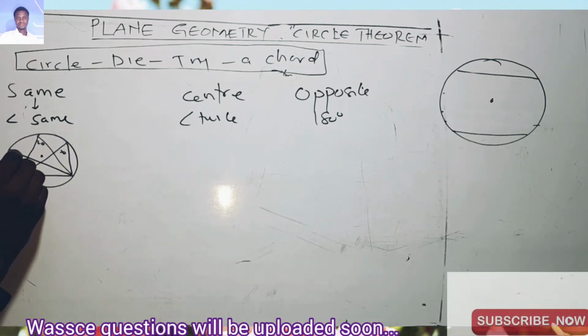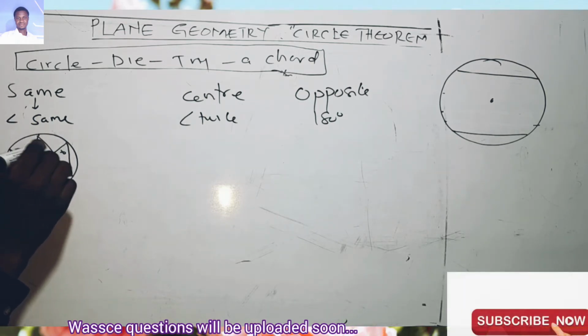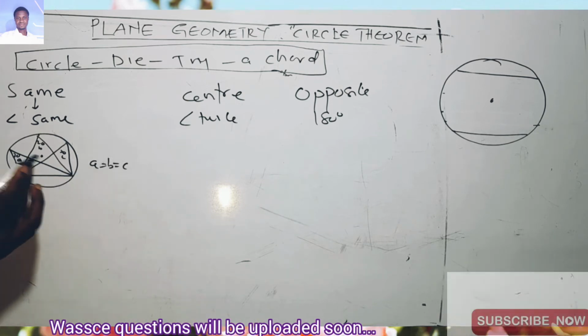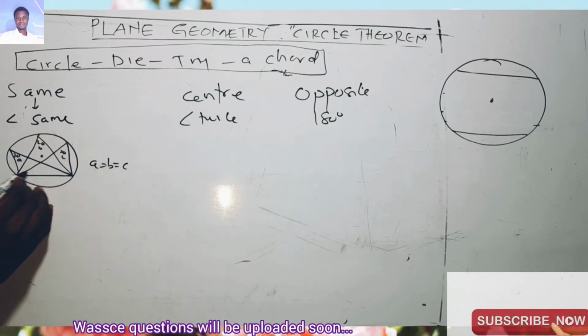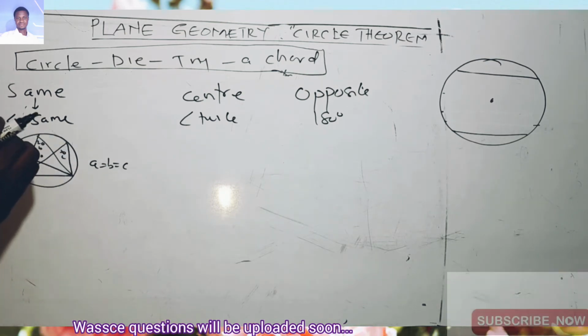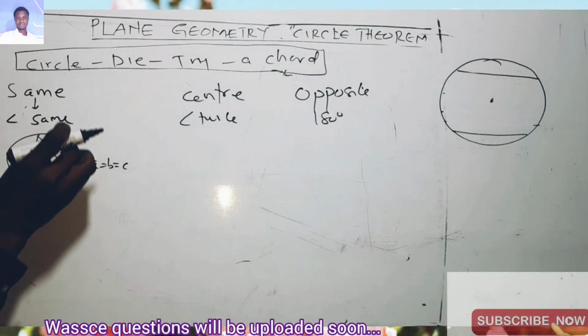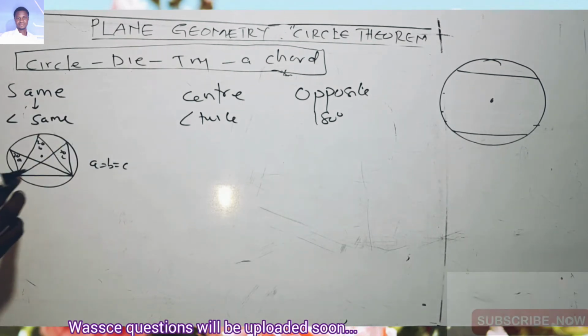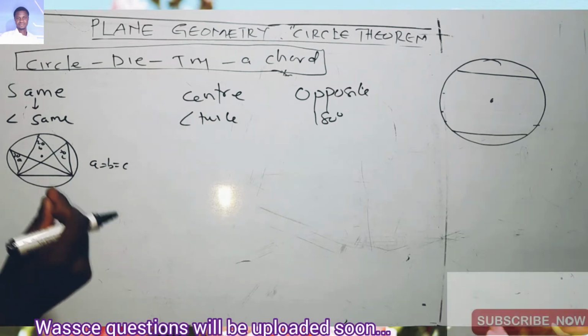So if here is A, here is B, here is C, we say A is equal to B is equal to C. Basically, if you have the same chord, that's the key thing you want to know: wherever they go and form an angle in the same direction, the angles are the same. Have you seen it? Sometimes instead of telling you the same chord, they can trick you this way.